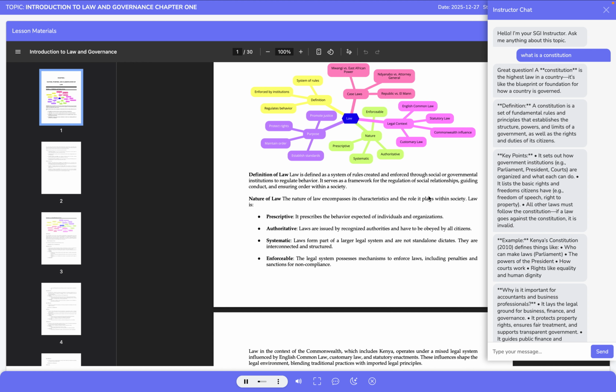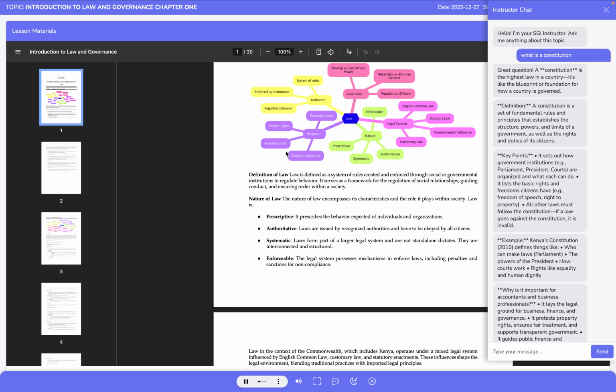In accounting practice, the nature of law can be understood through several key characteristics, the first being that law is prescriptive. This means that law prescribes how individuals and organizations ought to behave rather than merely describing behavior. It sets standards of conduct by defining what is permitted, required, or prohibited.